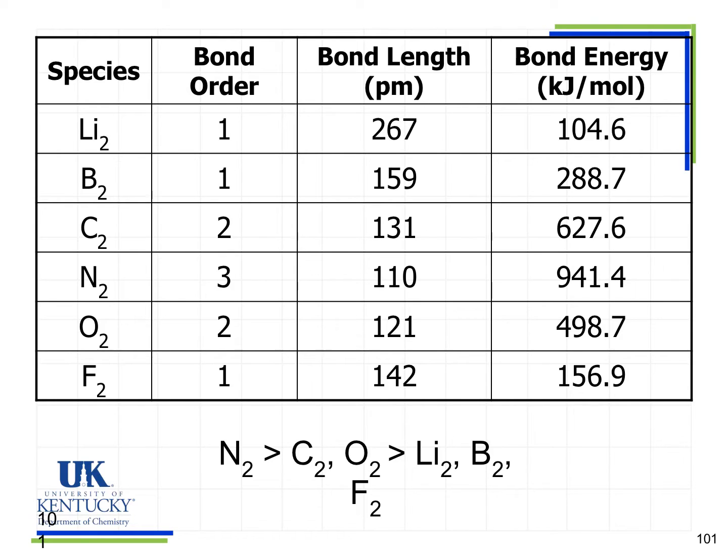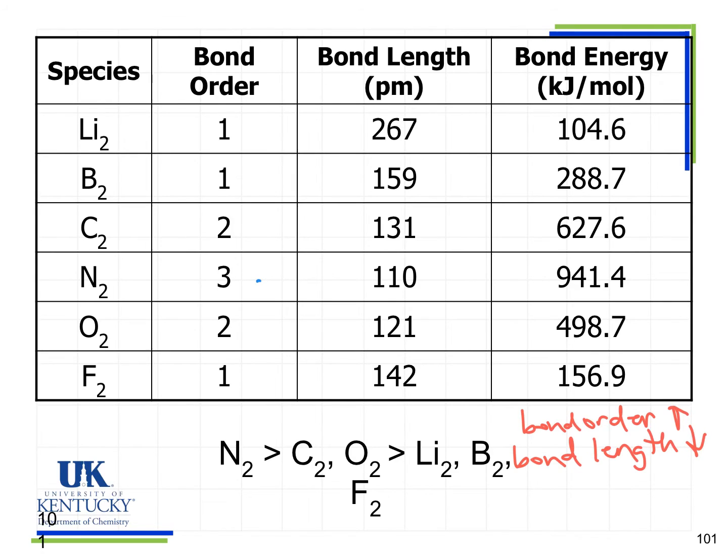And what we can see is the correlation between the bond length and the bond order. So notice that nitrogen has the highest bond order, it has the lowest bond length. That means the atoms are as close together or closer together there than they are in either the carbon or the oxygen, where the bond order is lower. So as the bond order increases, the bond length is decreasing.